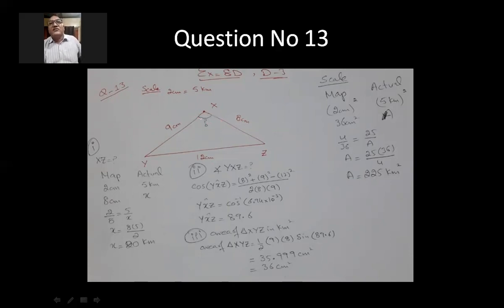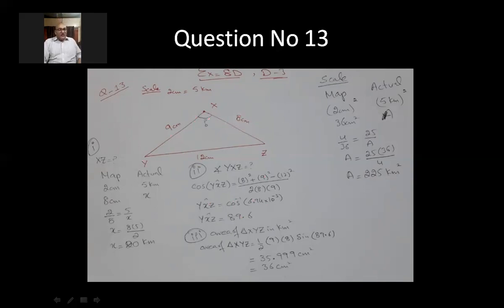So I can very easily find out this angle, and the cos of the YXZ will be equal to 8 square plus 9 square minus 12 square, divided by 2 times 8 times 9. Then shift cos, answer equals to, so your final answer will be 89.6 degrees. So the angle here is basically 89.6 degrees.